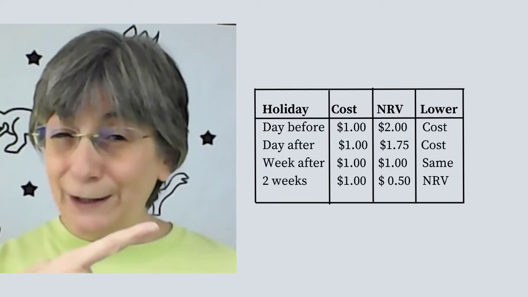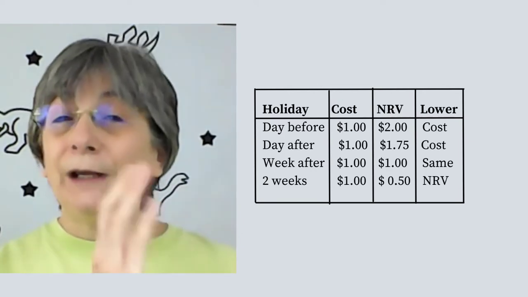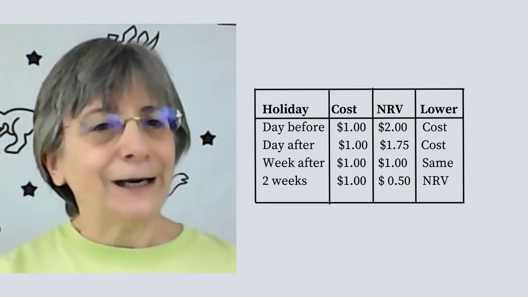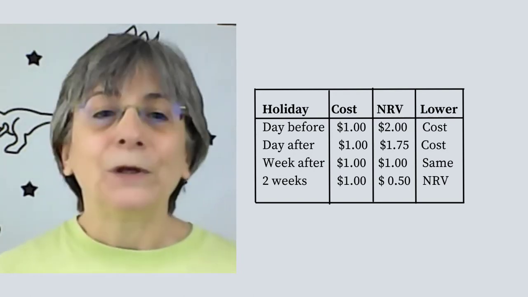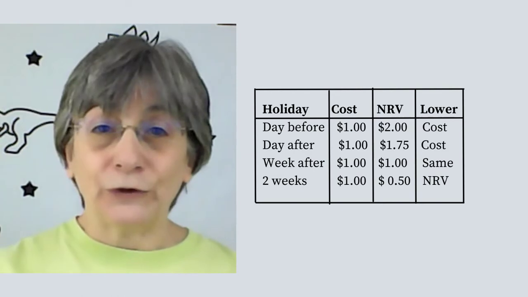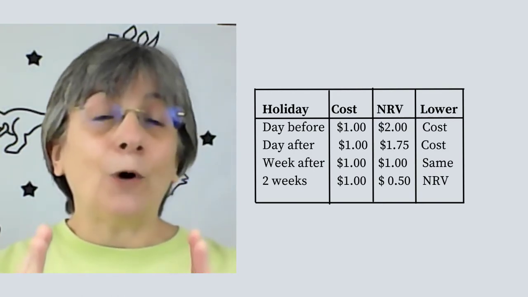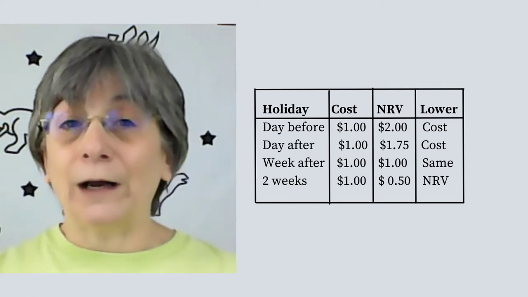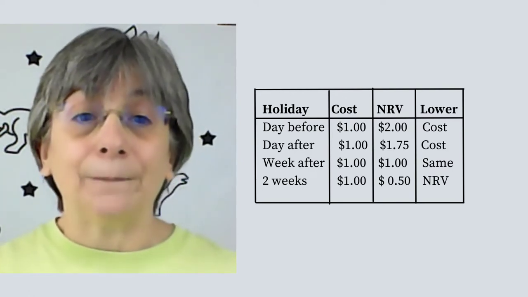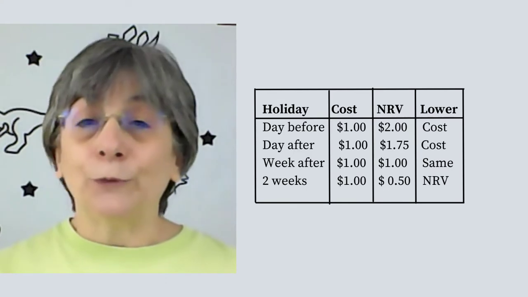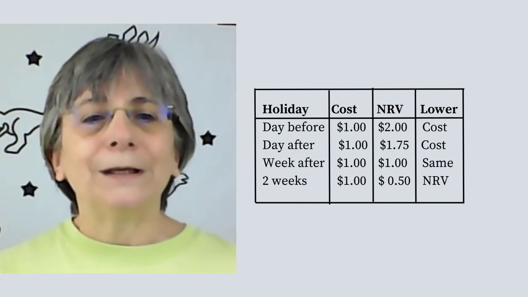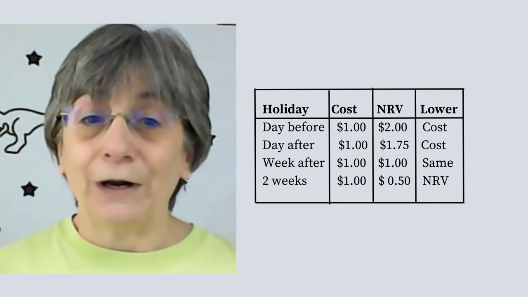So here in our handy chart, we see the time. Is it the day before the holiday, the day after the holiday, or 2 weeks after the holiday? We can see our cost, which is always $1, and we can see how our net realizable value changes based on how far we are beyond the holiday. So our net realizable value the day before is $2. That's what we can sell it for. The day after, it's $1.75.